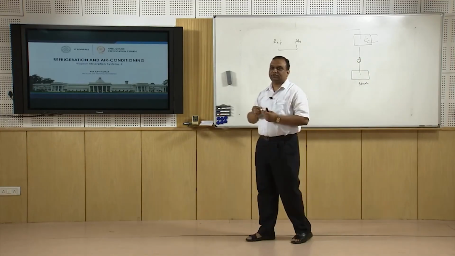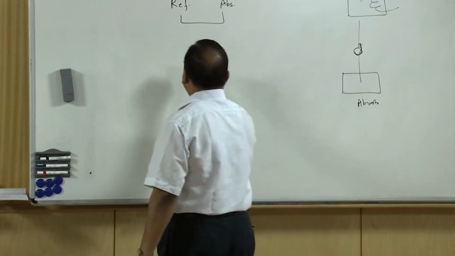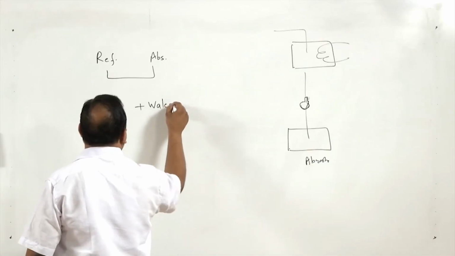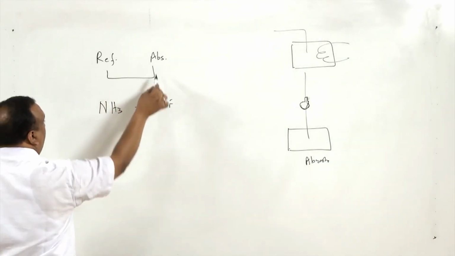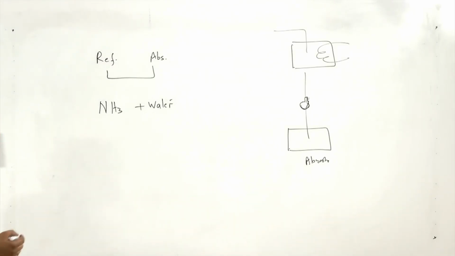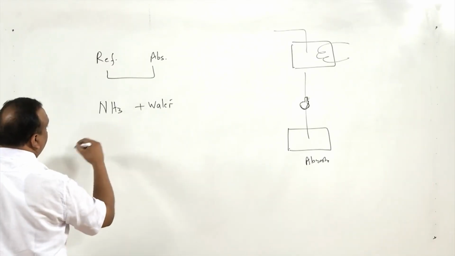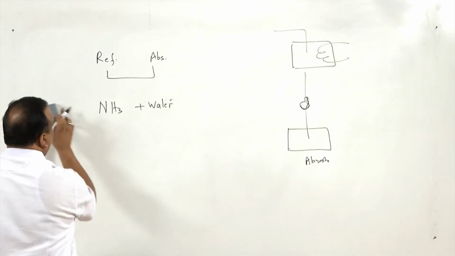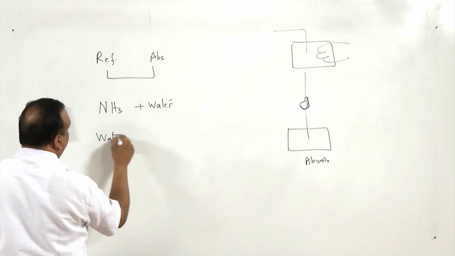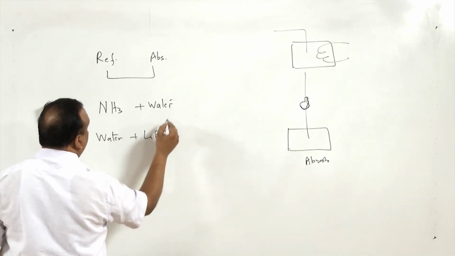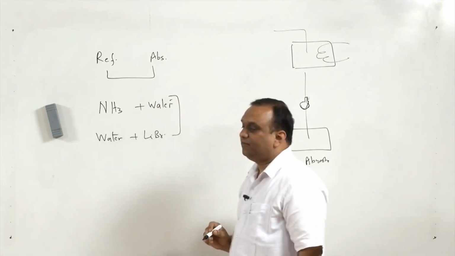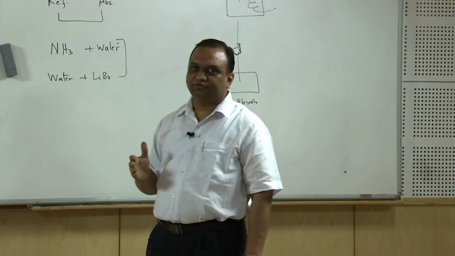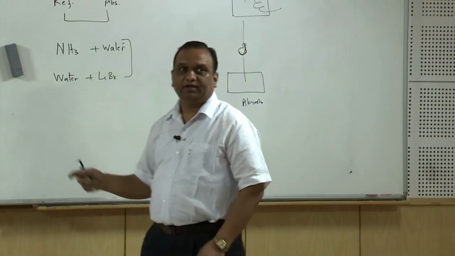Now, there are certain combinations of different compounds, like ammonia water. Ammonia has very good affinity with water. So, ammonia is a refrigerant and water is the absorbent. Another combination, which is very popular, is lithium bromide and water, where water is a refrigerant and lithium bromide is the absorbent. There are many other combinations also, but these two combinations are very popular.